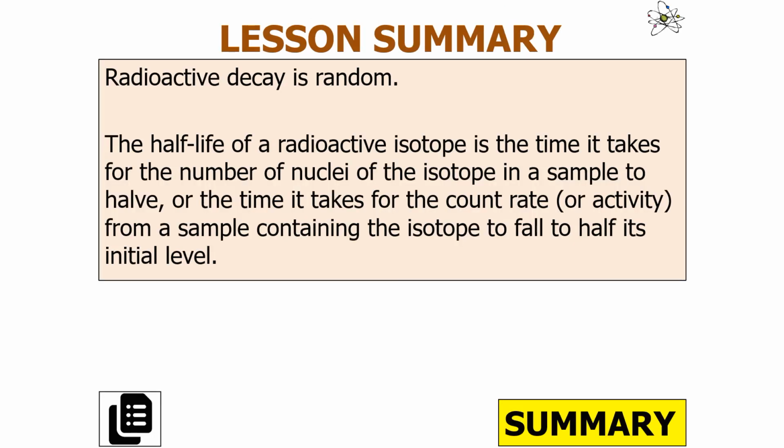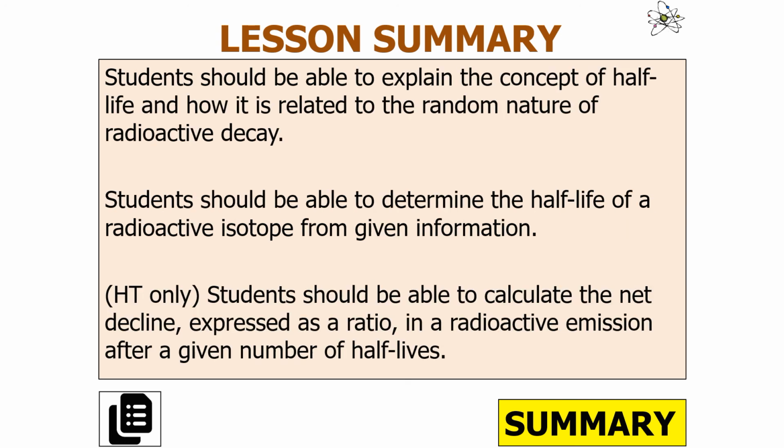So let's just summarize some concepts on radioactive decay and half-life. Radioactive decay is random, and the half-life of a radioactive isotope is the time it takes for the number of nuclei of the isotope in a sample to halve, or the time it takes for the count rate or activity from a sample containing the isotope to fall to half its initial level. Now, you should be able to explain the concept of half-life and how it's related to the random nature of radioactive decay, and you should be able to determine the half-life of a radioactive isotope from given information.